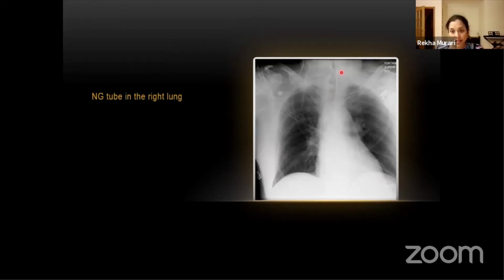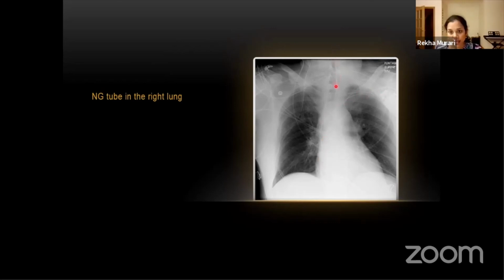So again, another case. Can you see the dense line there? This is the NG tube and you can follow it like that. Has it come down below the tracheal deviation? It hasn't. Can you see it below the gastroesophageal junction? No. The line that you're seeing here is the pacemaker wire. You can follow it all the way to the pacemaker. It's in the left ventricle and the right atrium, the other one. So this is a dual lead pacemaker.